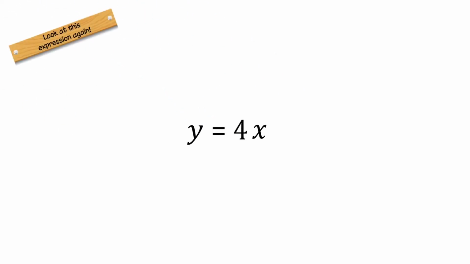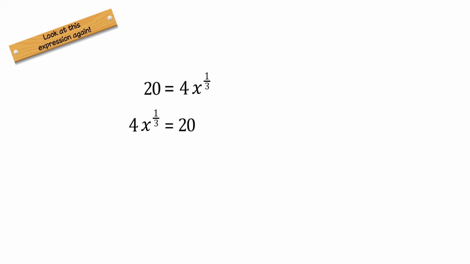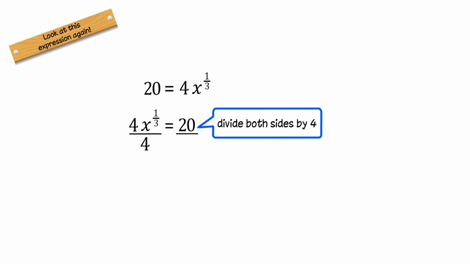Look at this expression again. If y equals 20 now, are you able to find the value of x? Let's try this together. Like before, we can substitute y equals 20 into the equation. Since we want to find x, we need to make x the subject of formula. Now, let's rewrite the equation like this. What's next? We only want x to the power of 1/3, so we divide both sides of the equation by 4. We will have x to the power of 1/3 equals 5.